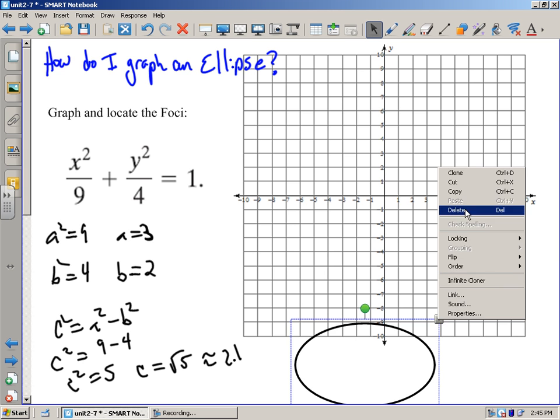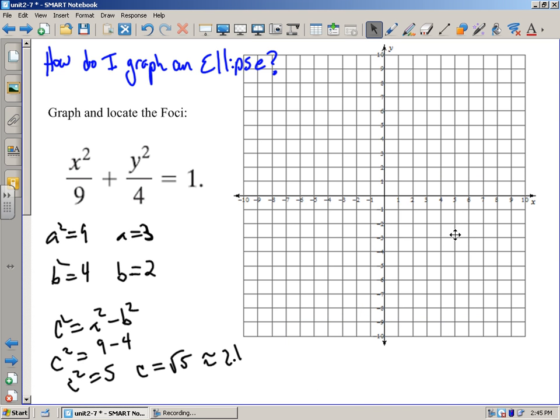But just want to get that out of the way. So I know I'm going to start at the center. My center is at 0, 0. Now, my bigger number, my a squared, is with my x, so I know that this is a horizontal ellipse. My a distance is 3, so I do a distance of 3 from my center and put my points.